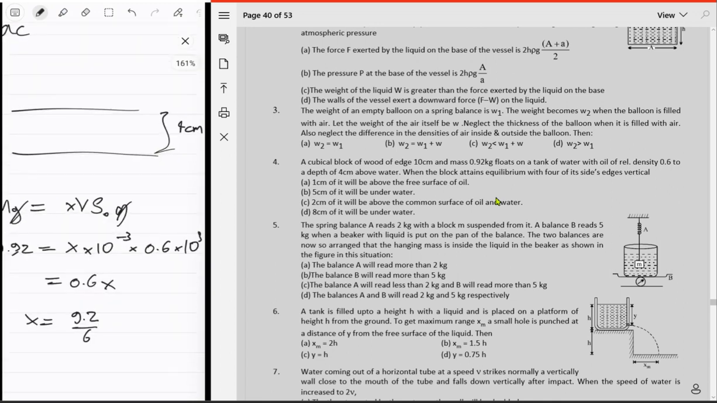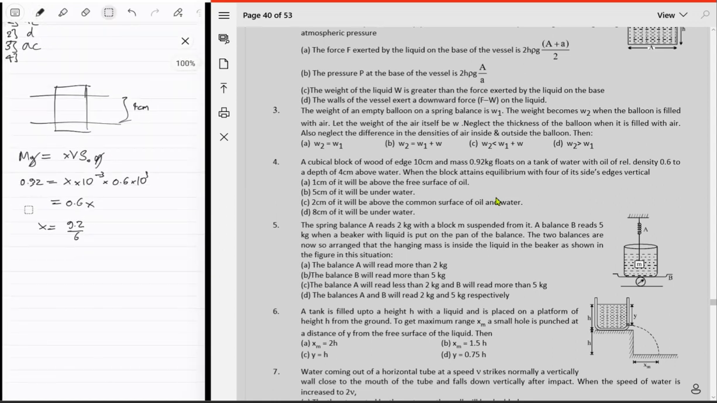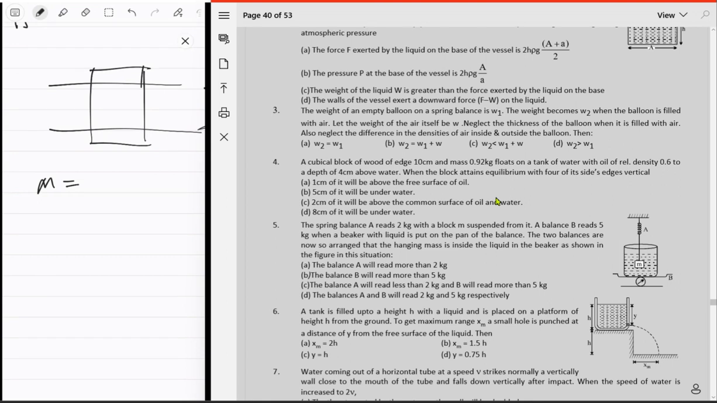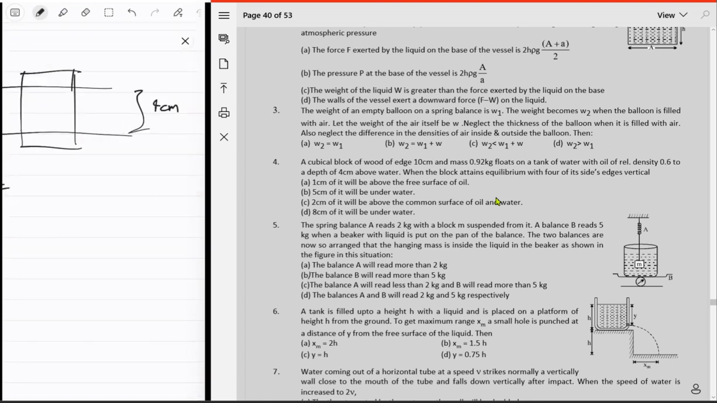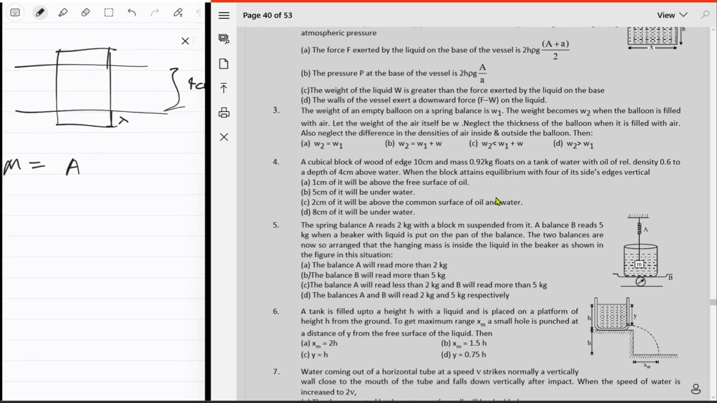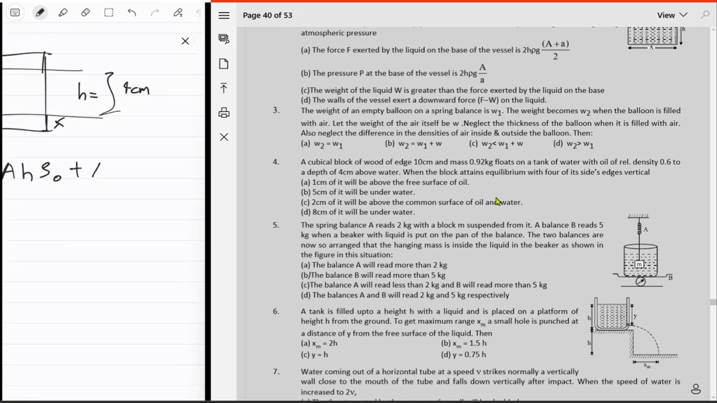So the other possibility is that it's completely like this, right? Then that would mean that m is equal to, so that's kind of weird, there's a constant volume. So it's the base area times the height h, let's say this is the x we are looking for. So A h times the density of oil, plus the part of this thing, which is A x, times the density of water, right?